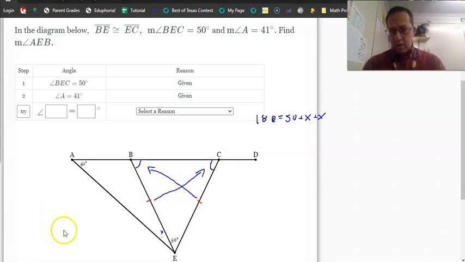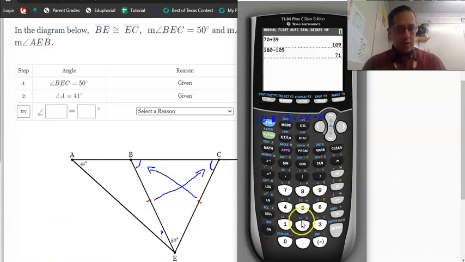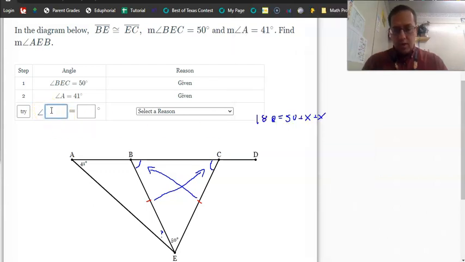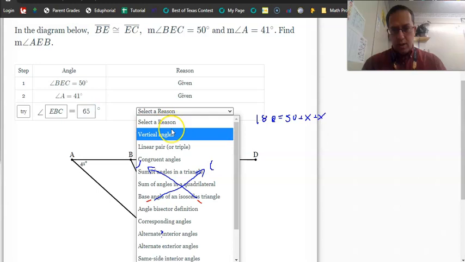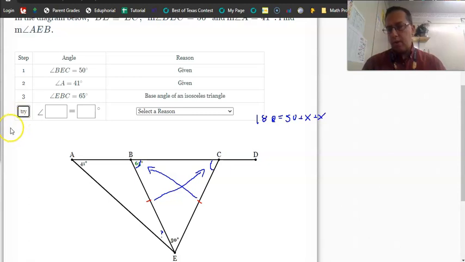So what we can do to solve this, let me get my calculator up. Okay. We'll take 180 minus 50, and that's going to equal these two angles together, right? Angle EBC and angle BCE. And they're both the same, so I can just divide it by 2. So divide by 2, and I know that angle EBC is 65 degrees. So let's do that. Angle EBC is equal to 65 degrees because it's the base angle of an isosceles triangle. And let's see what that says. Yeah, it likes that. Okay.